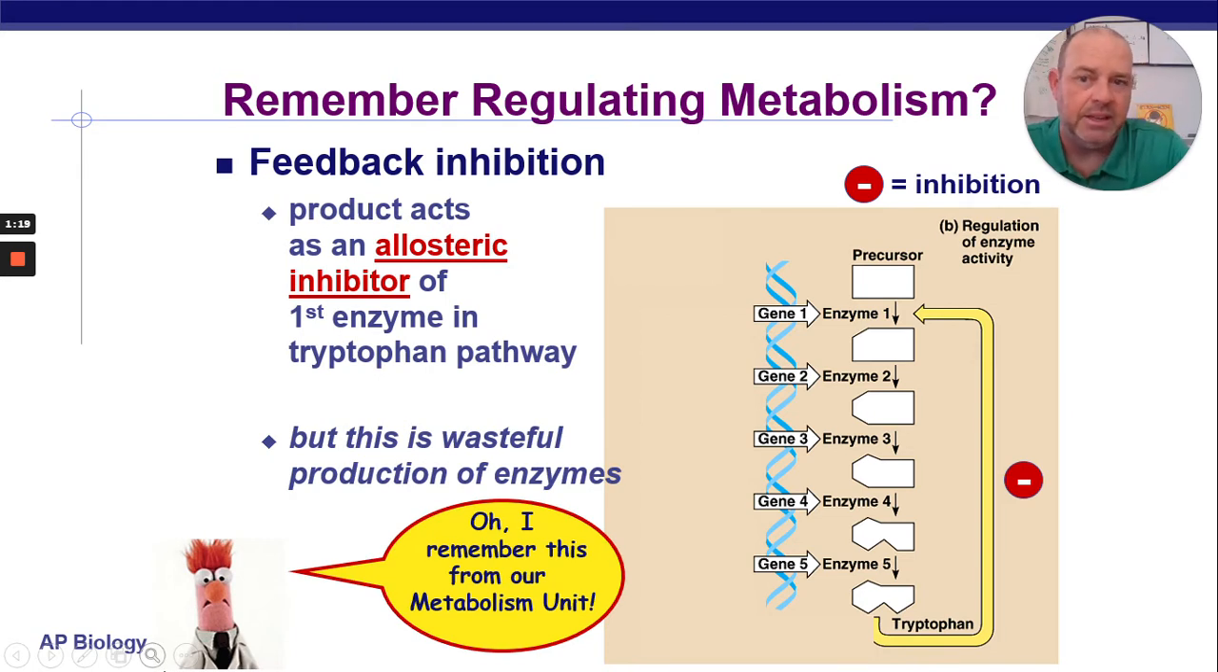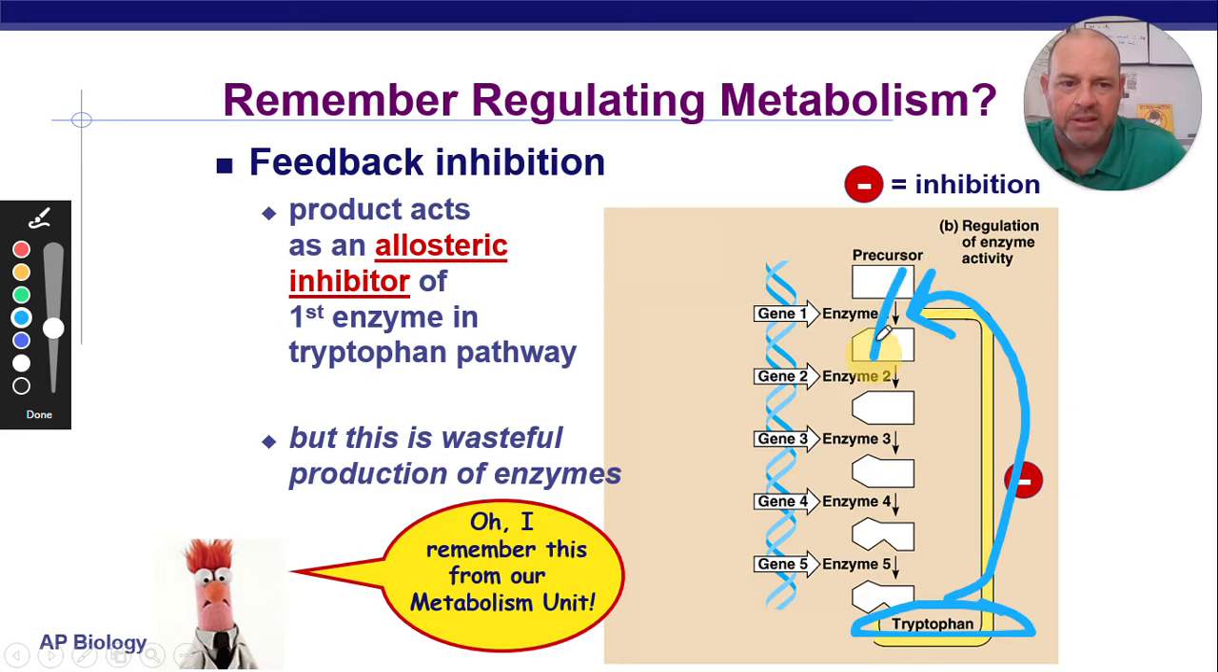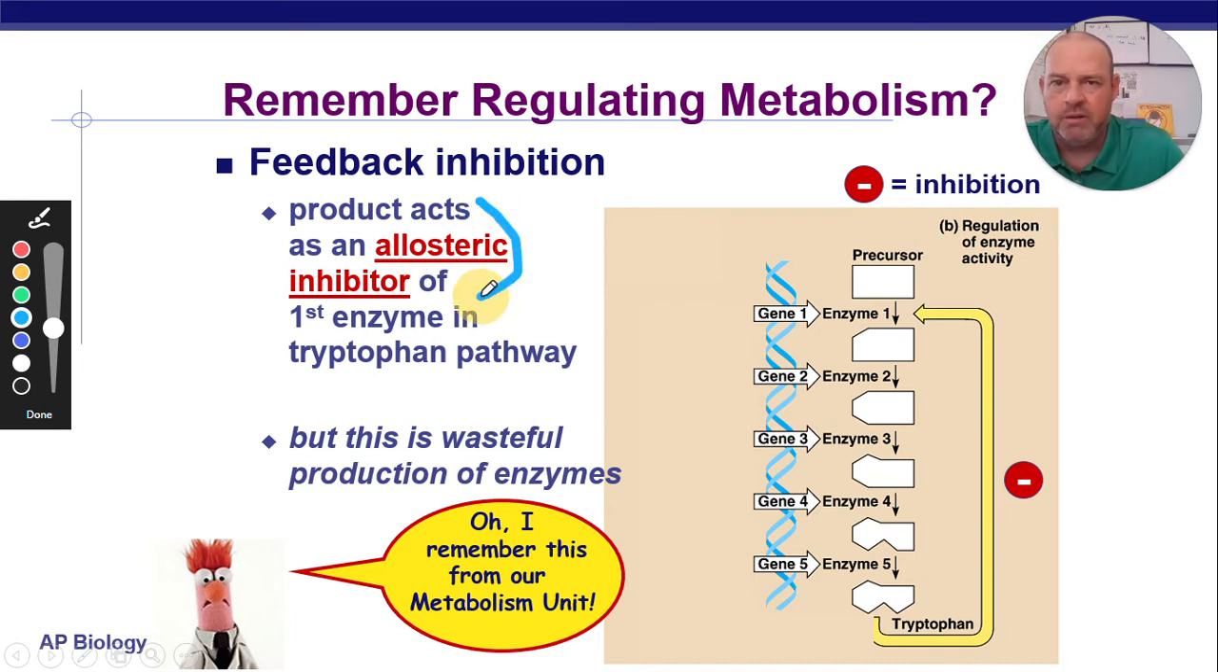So, feedback inhibition. Remember, grab my pen, remember back in our metabolism unit, you make something down here. Here's our product. And the more you make, sometimes it comes up here and it will shut down the enzyme, right? It will shut down that enzyme from working and it will stop the pathway. Allosteric inhibitor. Remember, allosteric means a site other than the active site. So it acts as an allosteric inhibitor of the first enzyme in the pathway.